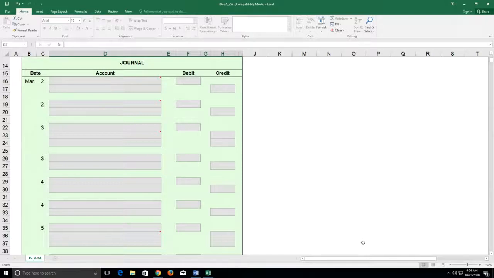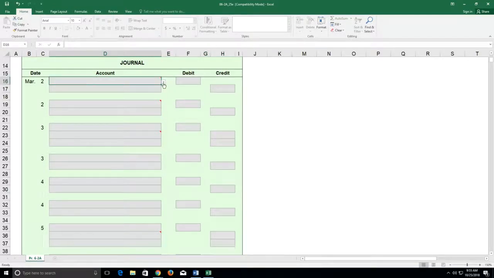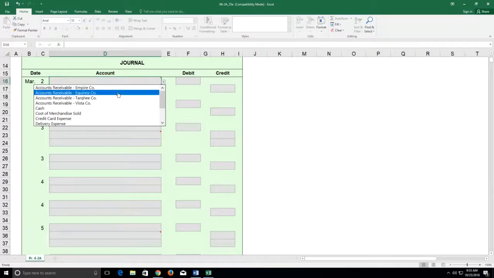So it already has the dates on there for us. So our first time that we sold anything. Remember I told you on Tuesday, any time that you make a sale, you must have a 4-part journal entry. It's how you made the sale, either for cash or accounts receivable, sales, and then cost of merchandise sold, which takes the merchandise out of your inventory and creates an expense, and then a credit to merchandise inventory. So we sold to Equinox Company.